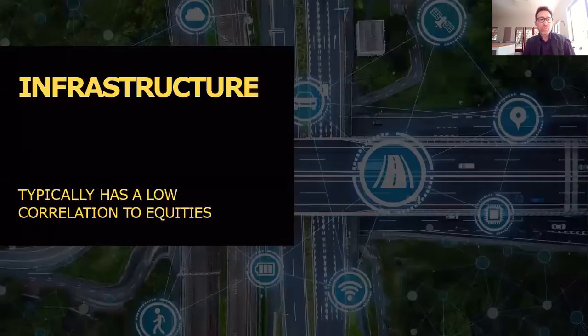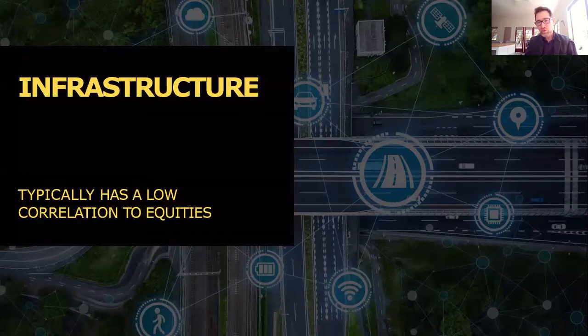Infrastructure. So infrastructure is typically assets around toll roads, airports, utility companies, anything that allows us to connect with each other as well. Typically it is based mainly on income, and it typically has a low correlation to equities or the share market. But you have to be careful here, not all of them do.